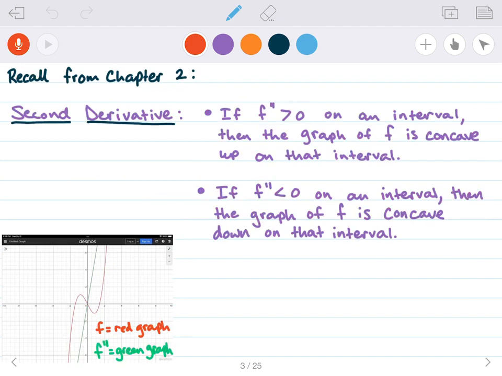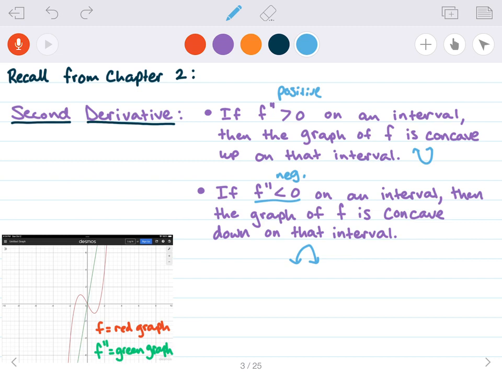Now let's talk about the second derivative. So we learned that if the second derivative is positive, again, this just means greater than 0, then the graph of the original function f is concave up on that interval, which means maybe it looks something like this. If, on the other hand, the second derivative is negative, if it dips below the x-axis, then the graph of the original function f is concave down on that interval. So maybe it looks something like this. Okay, so let's go ahead and look at an example.